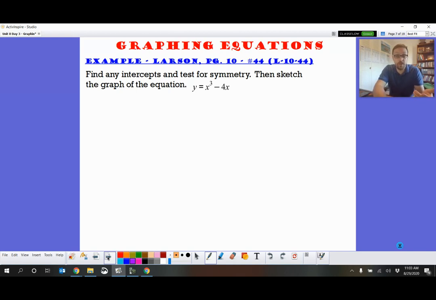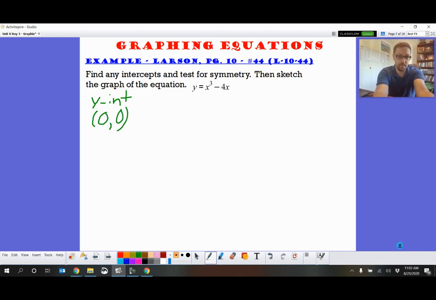But we're going to do everything we were doing before on this problem. Once again, any y-intercept is just going to be at 0, 0, as we talked about in the previous one. So this one should go through the origin.